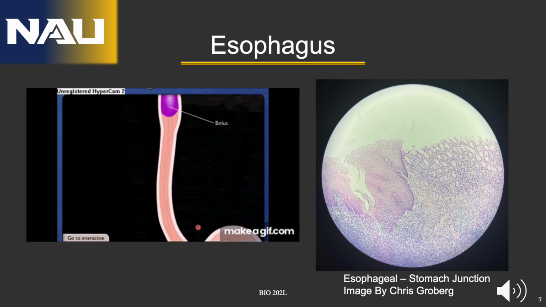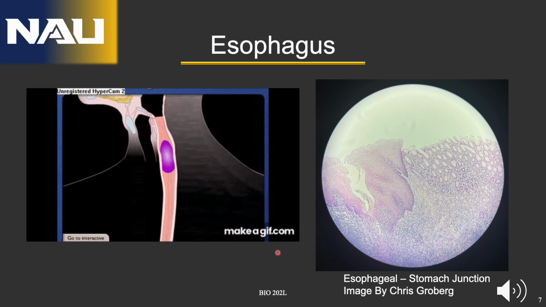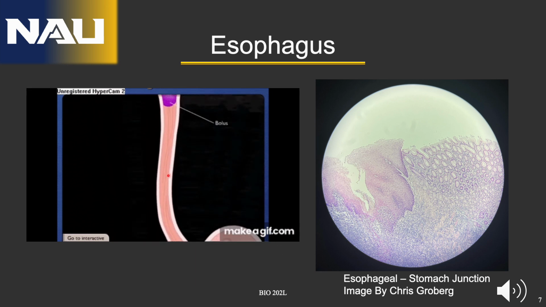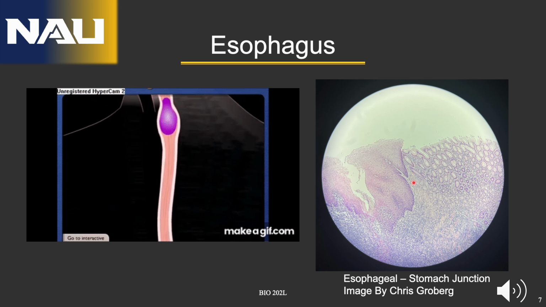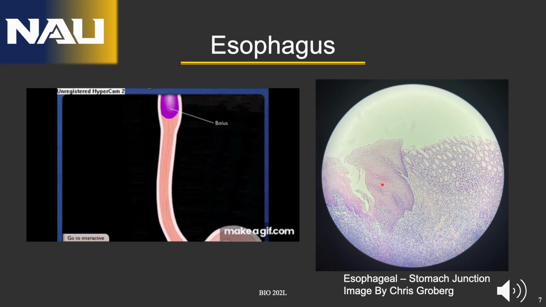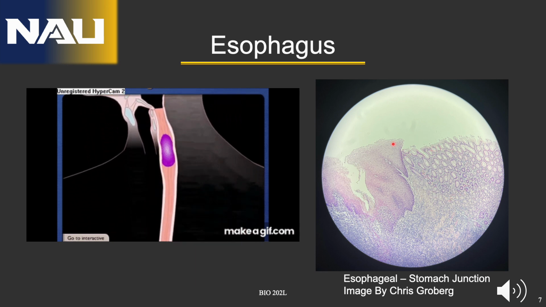So here on the left is a great GIF of peristaltic movement of a bolus from the esophagus down to the stomach. And on the right here, we have the histology of the esophageal stomach junction. So here on the left, you can see the stratified epithelium, and then on the right, you can see some gastric pits, and we will talk a little bit about those in the next slides.